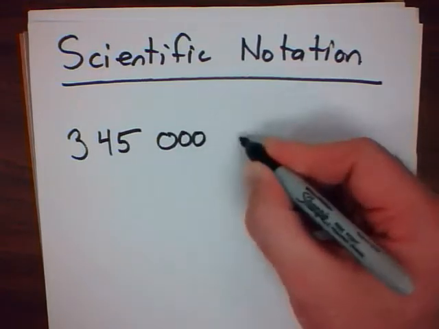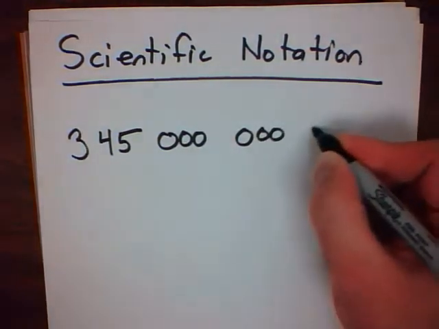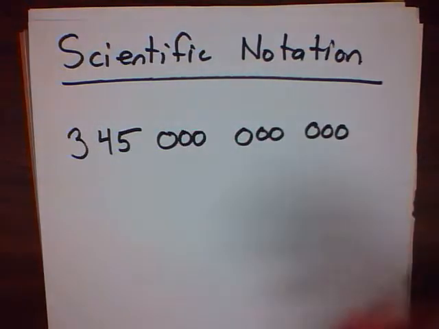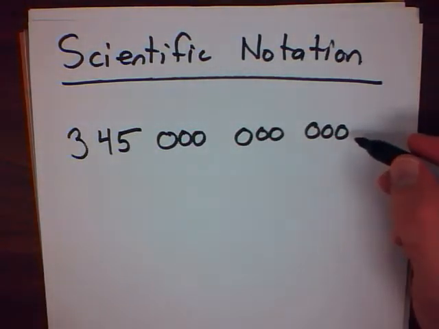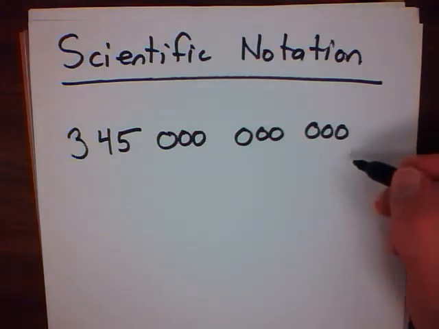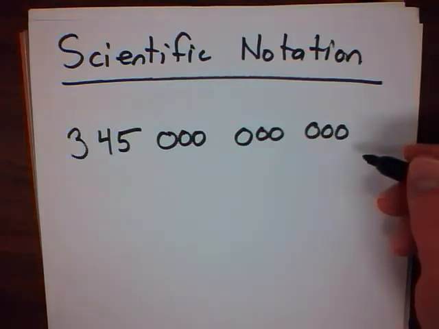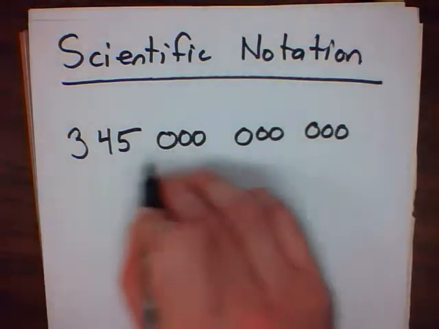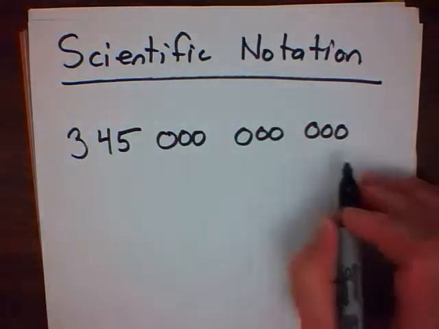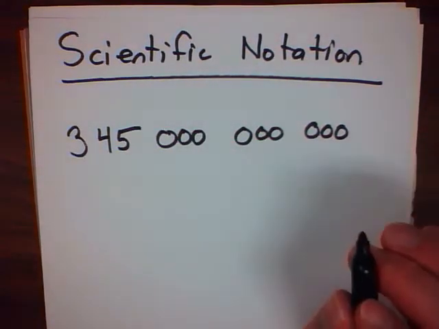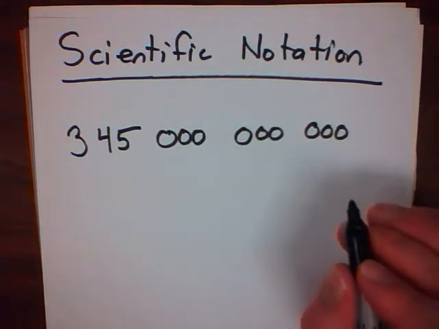scientists will end up with extremely large or extremely small numbers. Extremely large numbers if they're examining planets and galaxies and distances in outer space. Extremely small numbers if they're measuring the size of the nucleus of a cell, for instance. But rather than writing out these gigantic numbers, which can be even bigger than this one, they use what's called scientific notation.